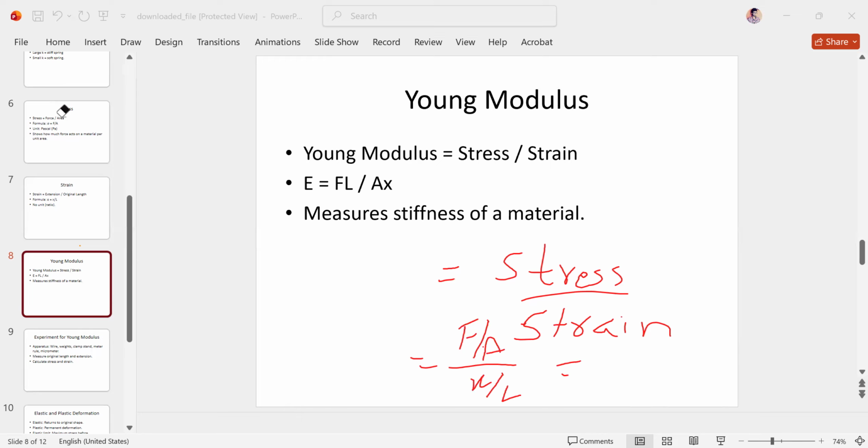When we rearrange, it becomes F, L, L move up and A becomes the denominator, AX. This is the formula of Young modulus. Why do we use Young modulus? Young modulus is the measurement of the stiffness of a material, how much power the material has to not change its shape when we apply a force. When it changes its shape when we apply a force, its value is called the Young modulus.